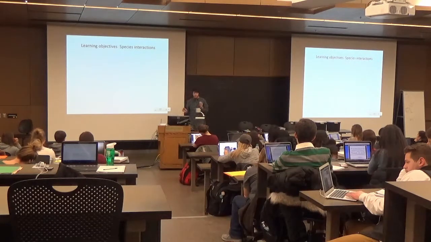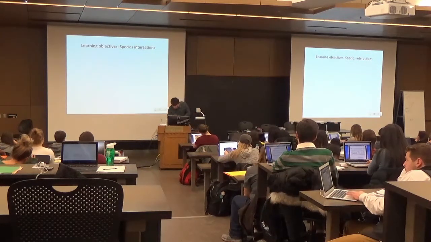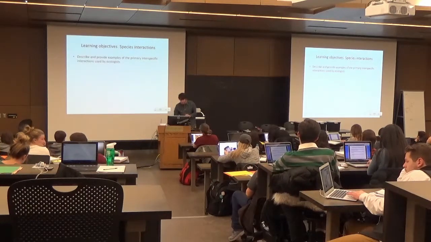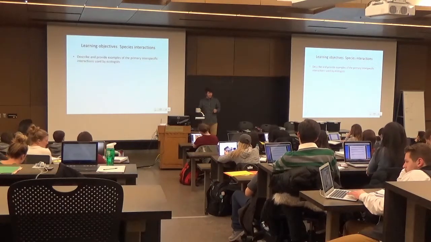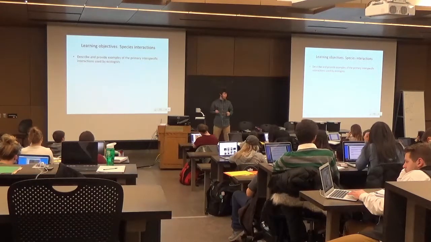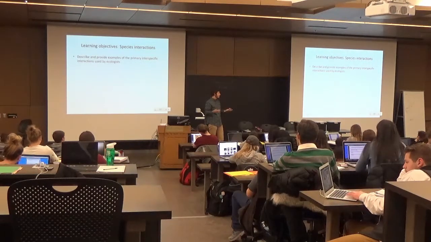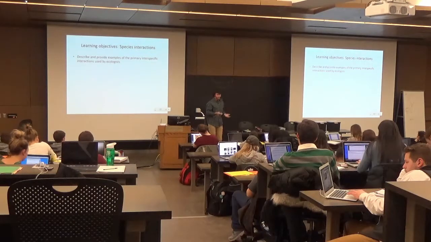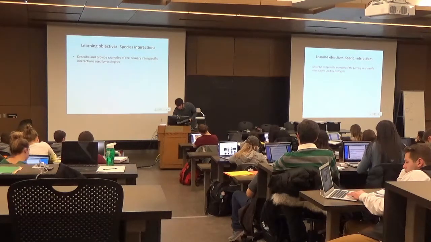All right, so for the rest of class today, we've got about a half hour. What we're going to do is describe and provide examples of some of the interaction types used by ecologists and scientists. And I think you guys know a few of these already. You already mentioned the predator-prey or predation interaction.